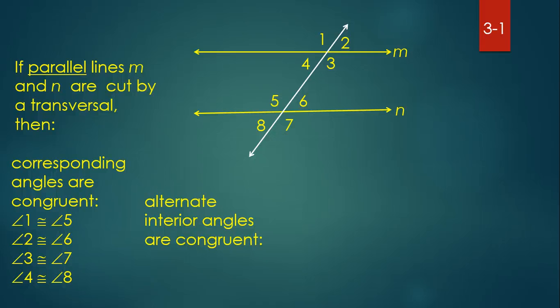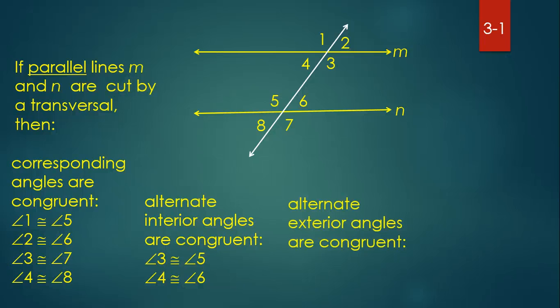Alternate interior angles will also be congruent. So in this case, angles 3 and 5 are congruent, and angles 4 and 6 are congruent. And alternate exterior angles will be congruent. So angles 1 and 7 are congruent, and angles 2 and 8 are congruent. Now remember, these congruencies are only happening because we have parallel lines that are cut by this transversal.